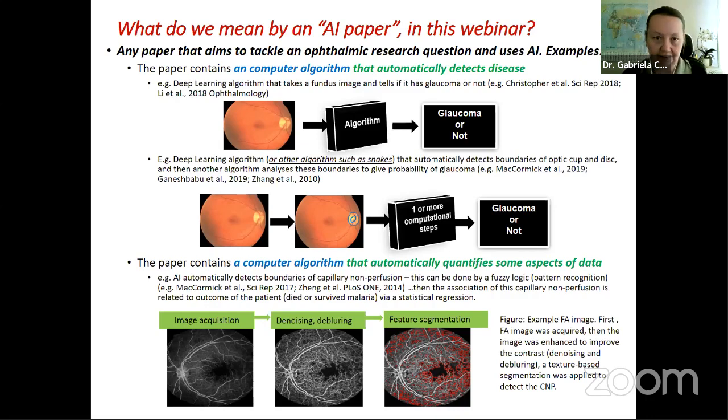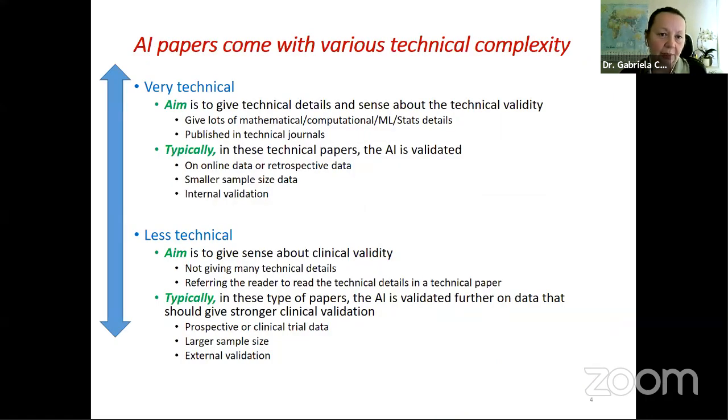what I call AI. So these AI papers do come with various technical complexities. They can be very technical, with lots of mathematical and computational elements. There may be machine learning in it, statistical models. These papers are typically published in technical journals. And the AI is typically validated on online data or retrospective data. Typically, the sample size may be smaller, and it's internal validation where the data set is split into two halves, one for training, one for testing.